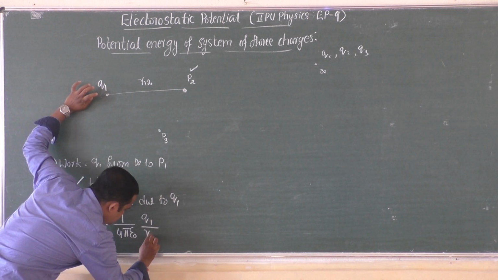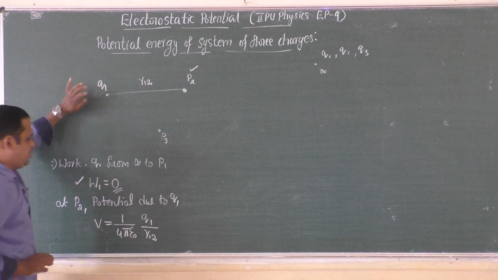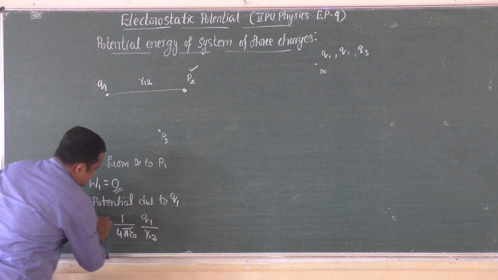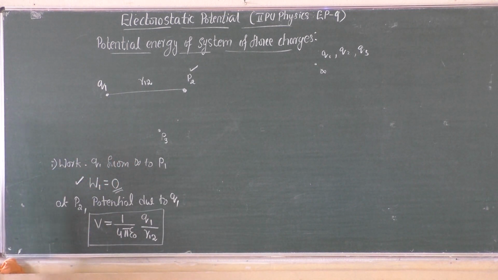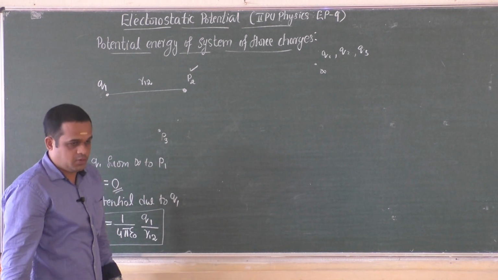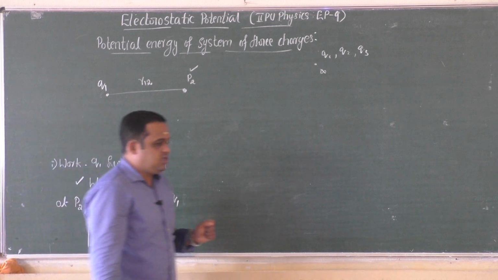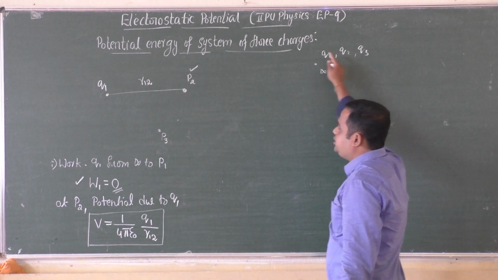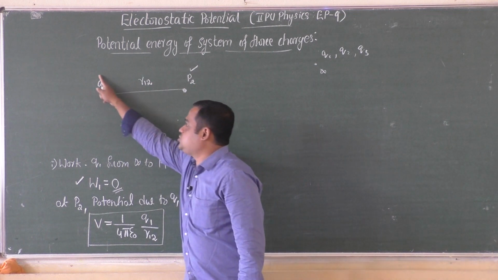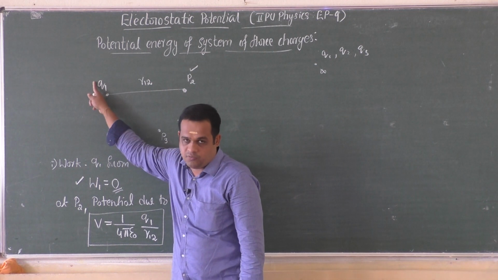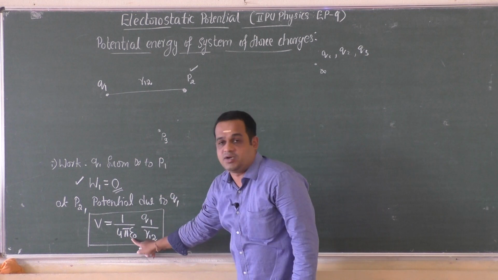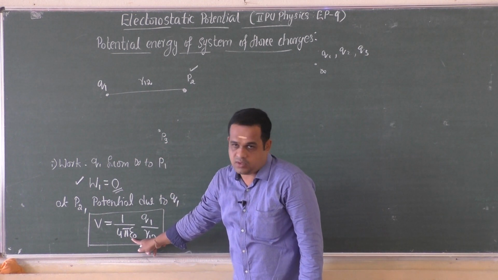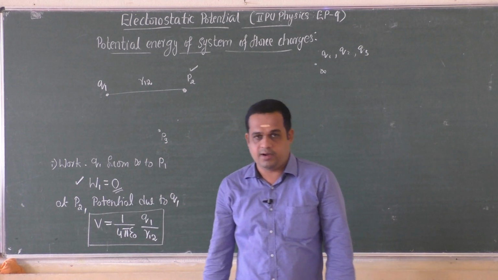Then I can write it is equal to Q1 divided by R12. This is the potential at point P2 due to Q1. That means if you want to bring a unit positive charge from infinity to point P2 against the electric field produced by Q1, this much amount of work has to be done. V is the amount of work done required.